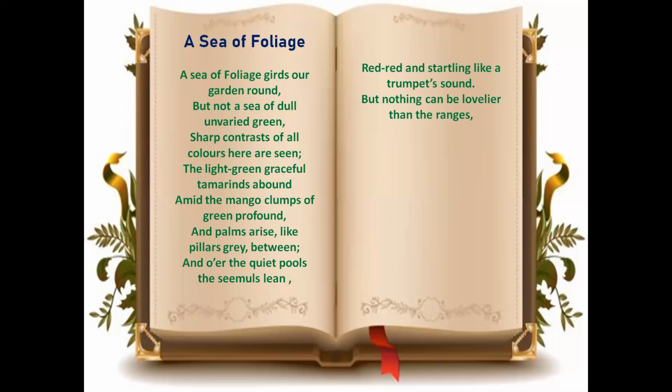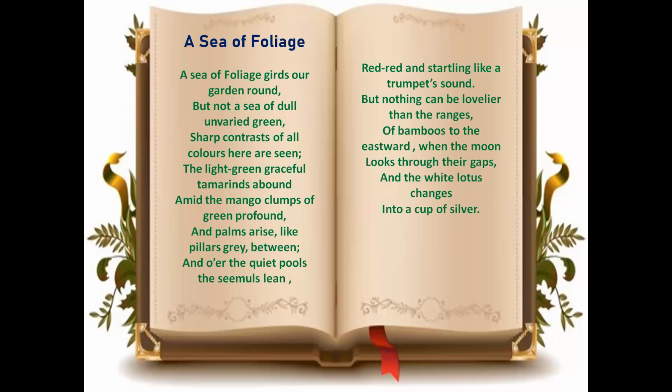But nothing can be lovelier than the ranges of bamboos to the eastward when the moon looks through their gaps and the white lotus changes into a cup of silver. So although we can see a variety of colors, even more beautiful than these colors is the sight of the moon peeping through the bamboo trees in the evening, and the white lotus shining as bright as a silver cup in the moonlight.